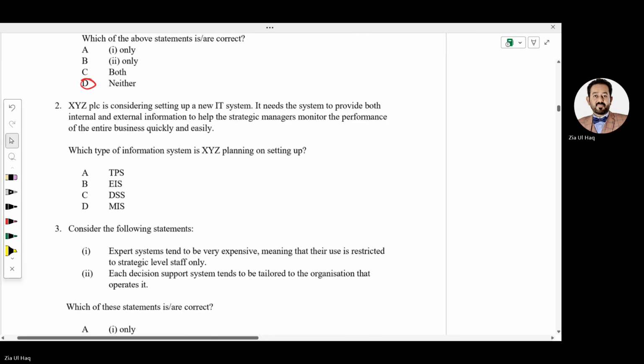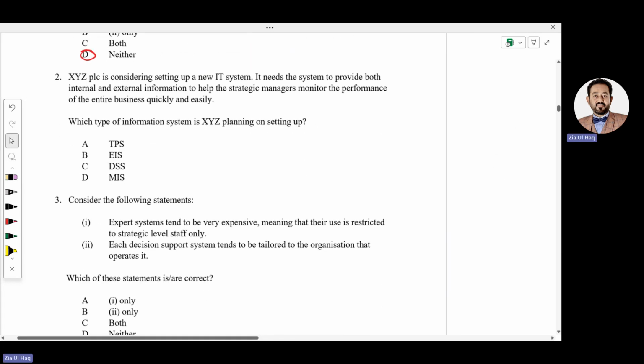Question number 2. XYZ PLC is considering setting up a new IT system. It needs the system to provide both internal and external information to help strategic management, so that top management can monitor the performance of the entire business. So which system is used by top management that provides internal and external information? EIS.